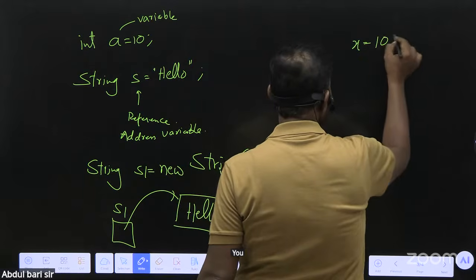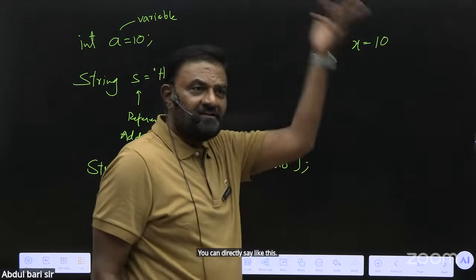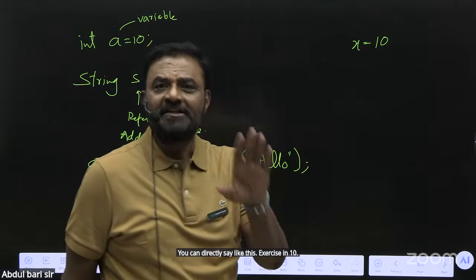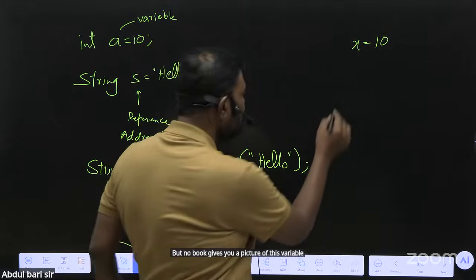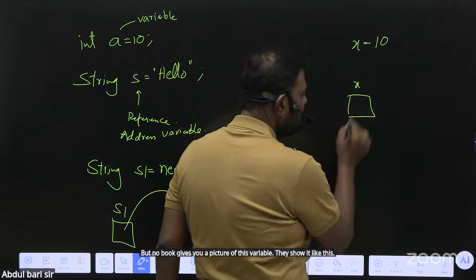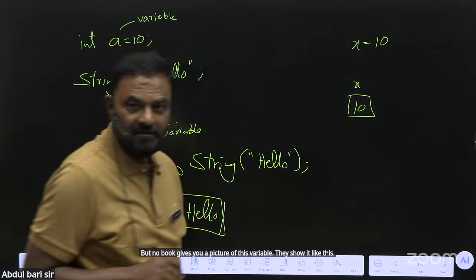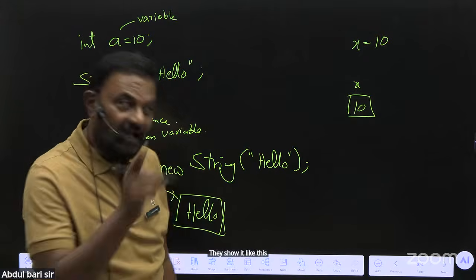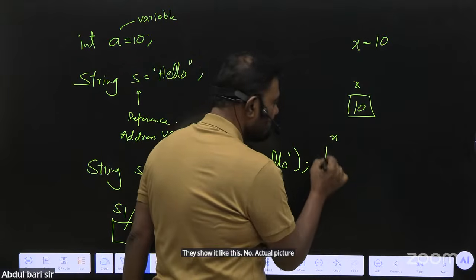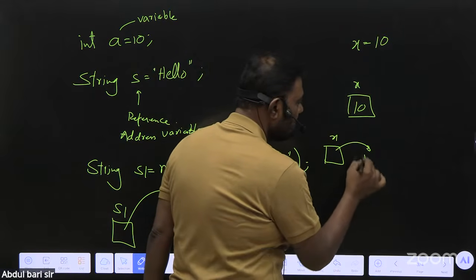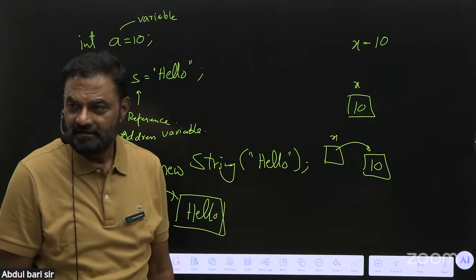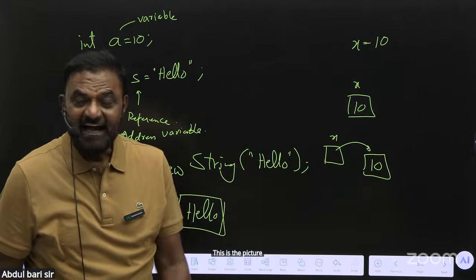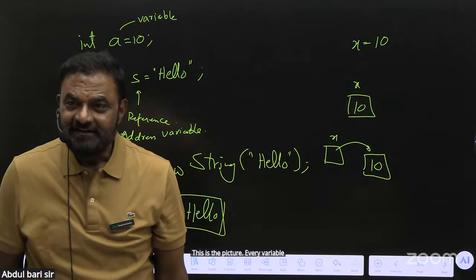You can directly say like this: x assigned 10. But no book gives you a picture of this variable. They show it like this. No, the actual picture is this. Every variable you declare is a reference.